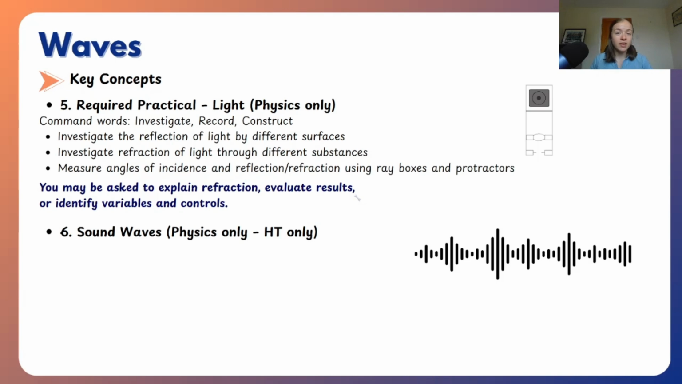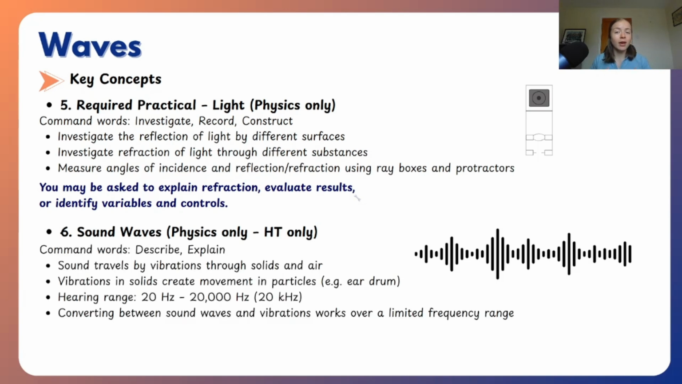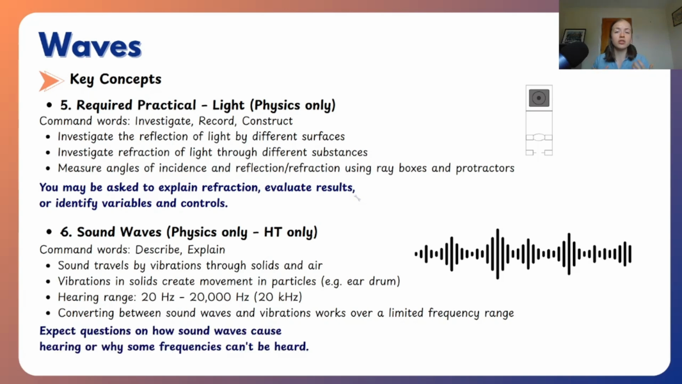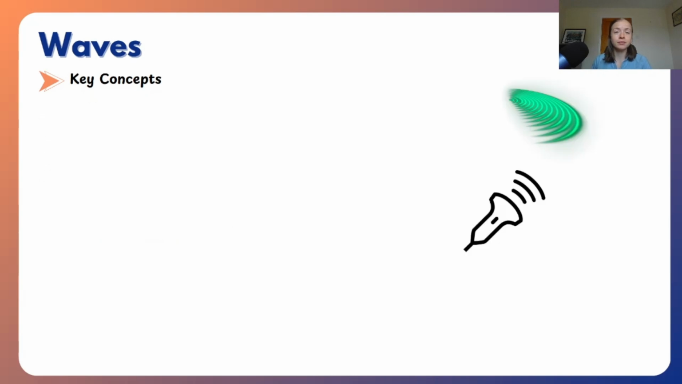And another physics only and higher tier only topic is sound waves. So sound waves travel via vibrations through solids and air. Vibrations in solids create movements of particles, such as an eardrum, and that is related to our hearing range of 20 to 20,000 hertz, or 20 kilohertz. And you also need to be able to convert between sound waves and vibrations over a limited frequency range. So expect to see questions on how sound waves cause hearing and why some frequencies can't be heard as well.